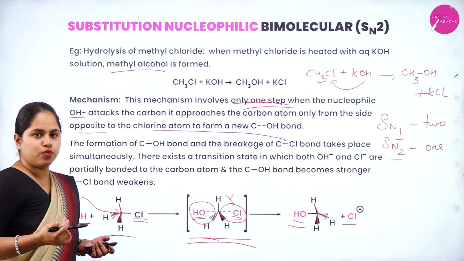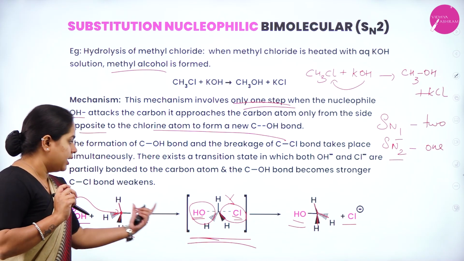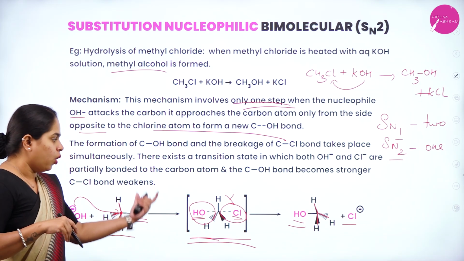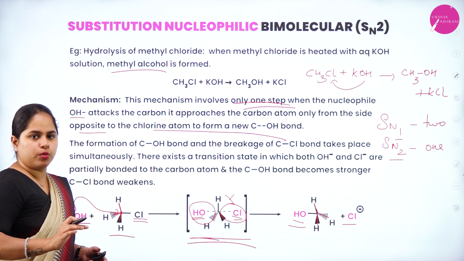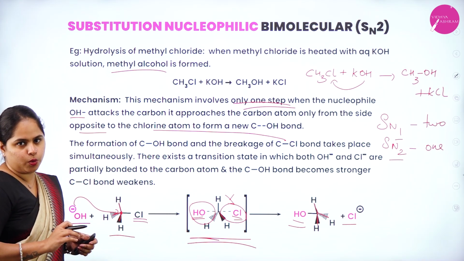In case of the SN2 mechanism, it's a single step process. A transition state will be there where OH minus as well as Cl minus will be present. Then Cl minus will be removed and the alcohol will be formed. I hope it is clear.